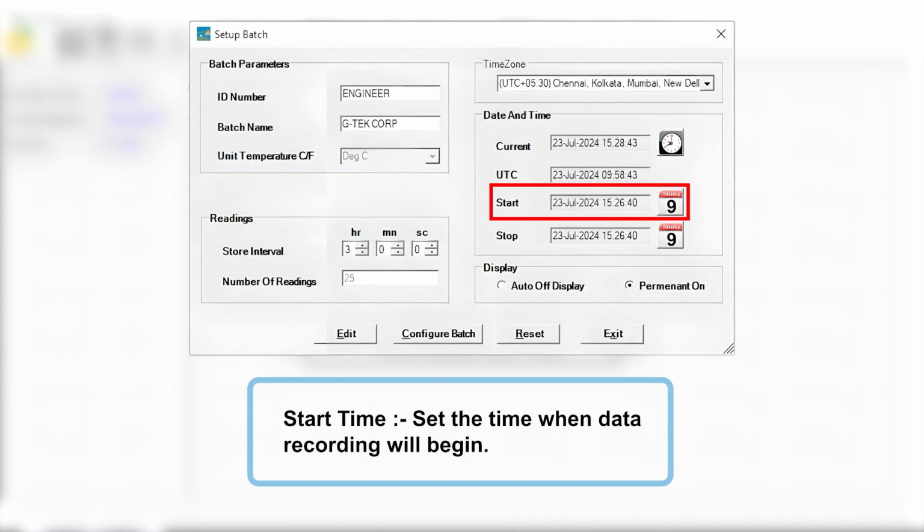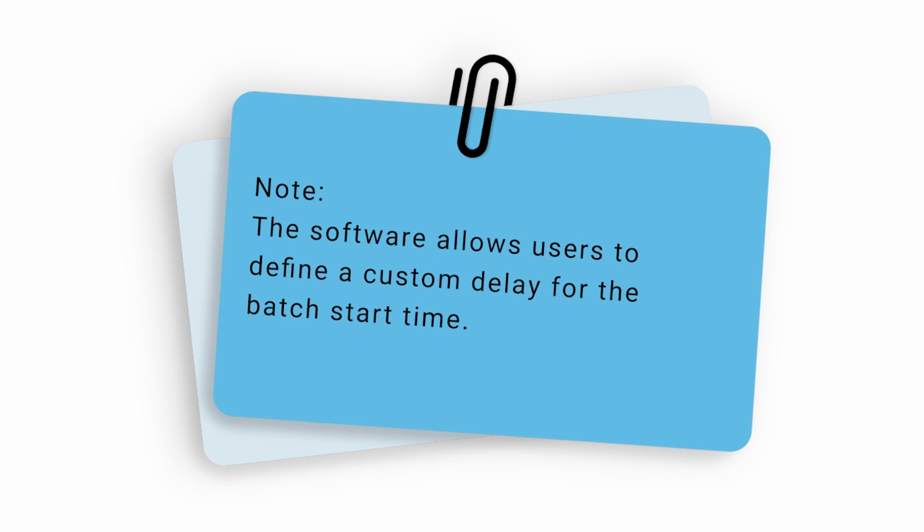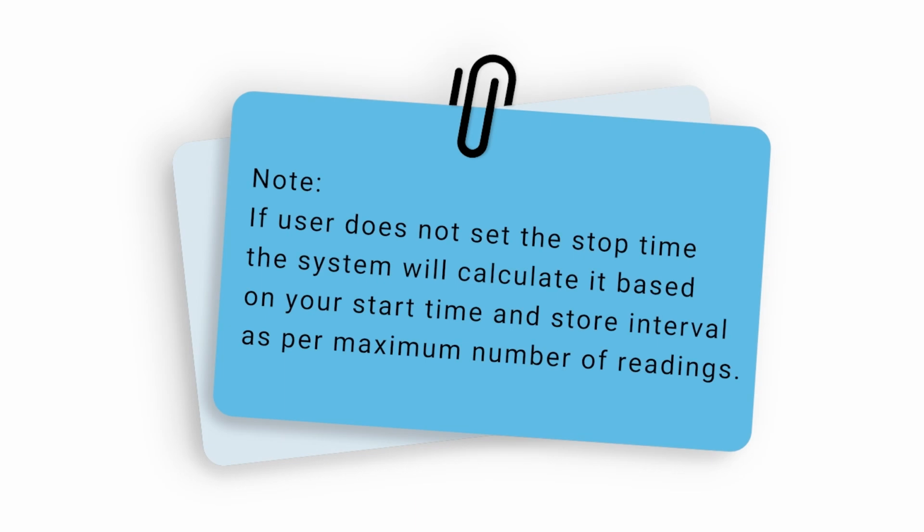Start time. Set the time when data recording will begin. Note: the software allows users to define a custom delay for the batch start time. Stop time. Set a stop time for the data logger to stop recording. Note: if the user does not set the stop time, the system will calculate it based on your start time and store interval as per the maximum number of readings.